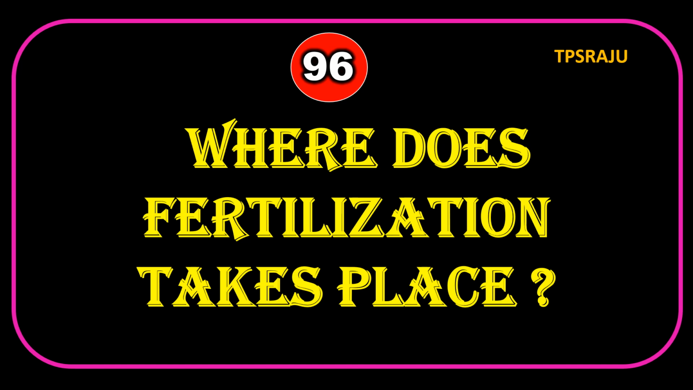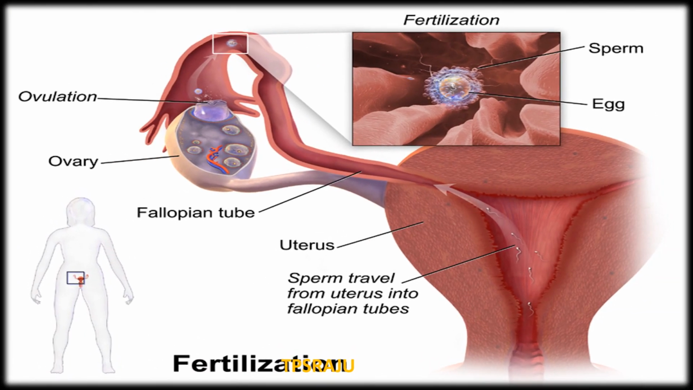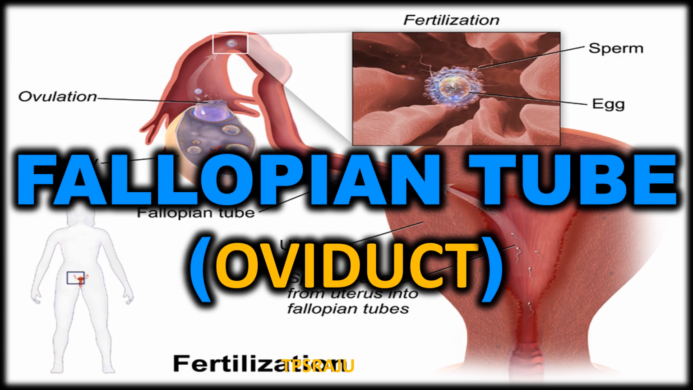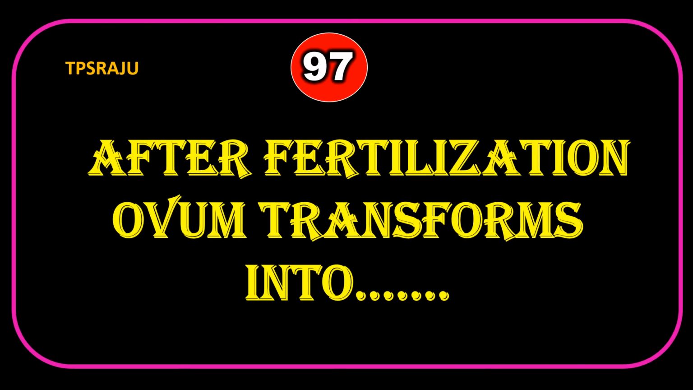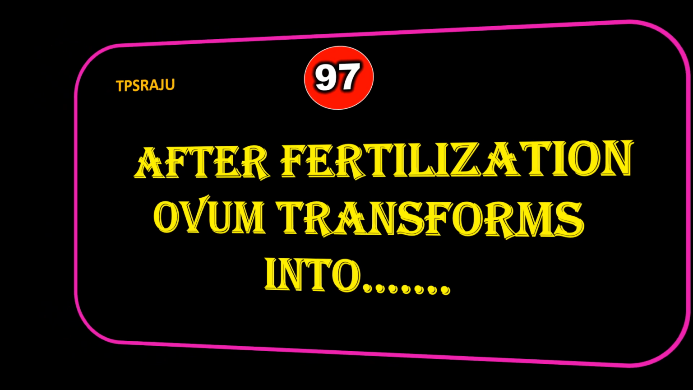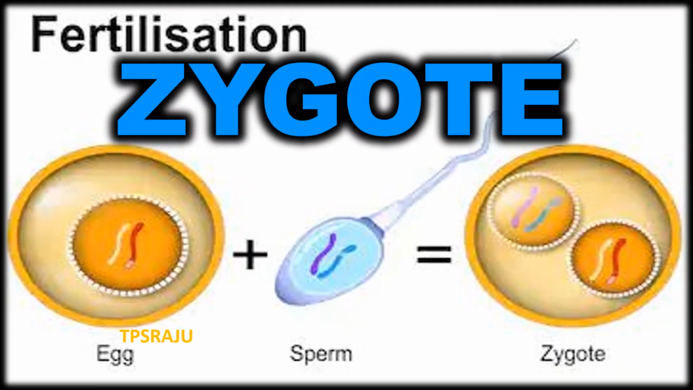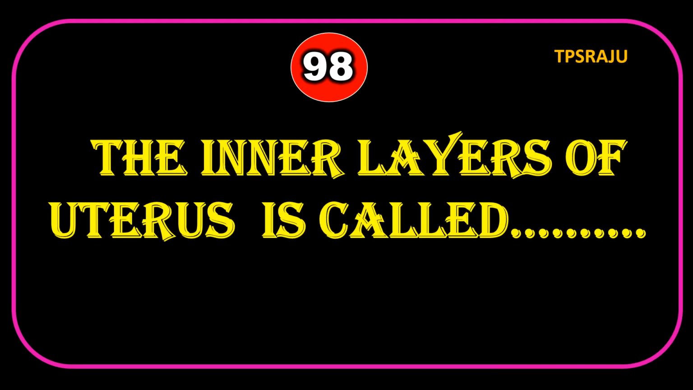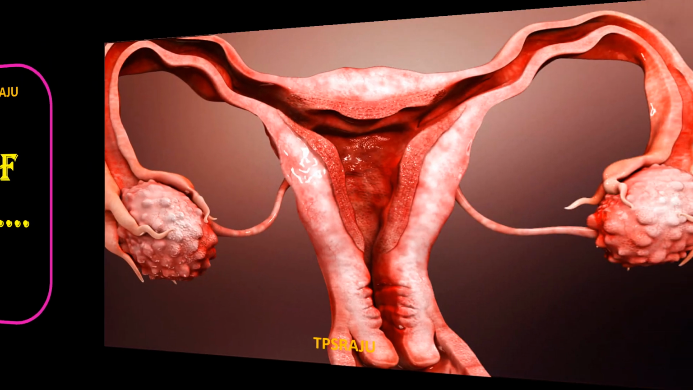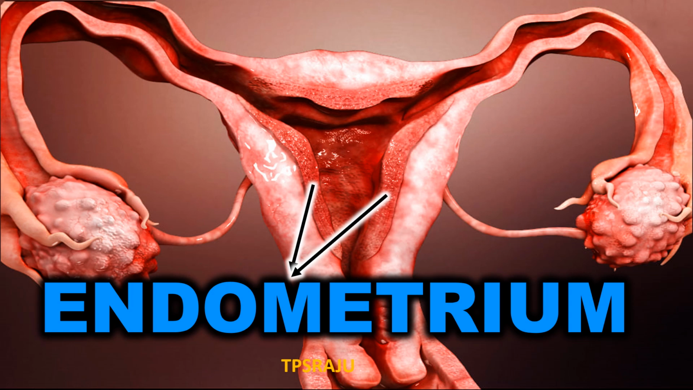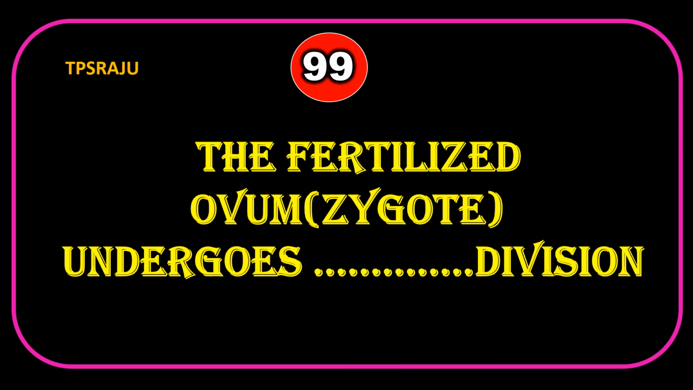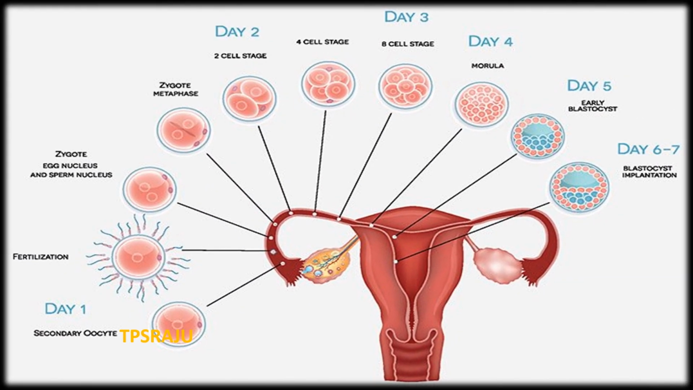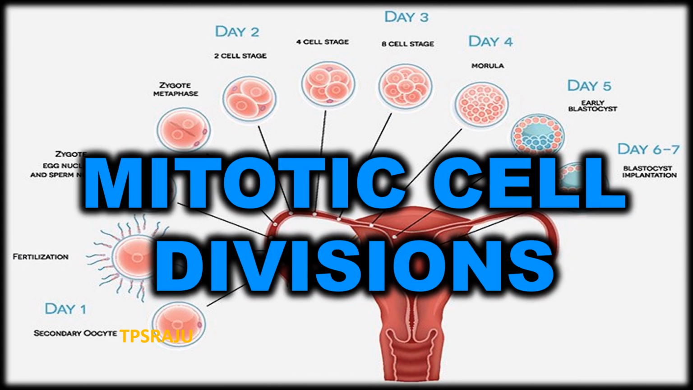Where does fertilization take place? Fallopian tube. After fertilization, ovum transforms into zygote. The inner layer of uterus is called endometrium. The fertilized ovum undergoes mitotic cell divisions.